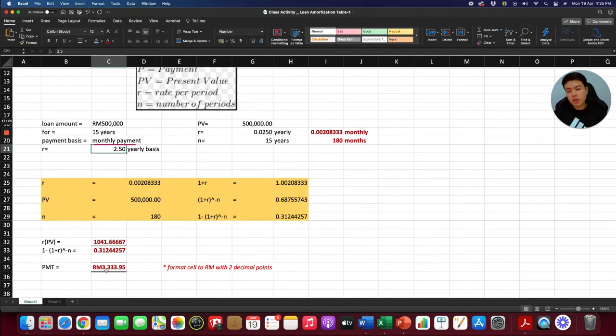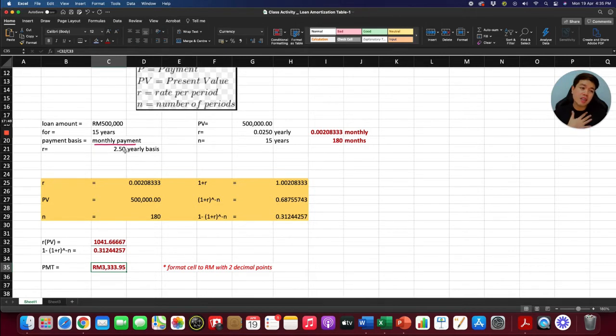So that's why you can ask your parents, if you don't believe me, when they borrow money from the bank, they will try their very best to get the lowest interest rate. Because when they get the lower interest rate, it simply means that their monthly payment will be lower as well. Alright? So this is the payment amount. Okay, let us look at another impact.